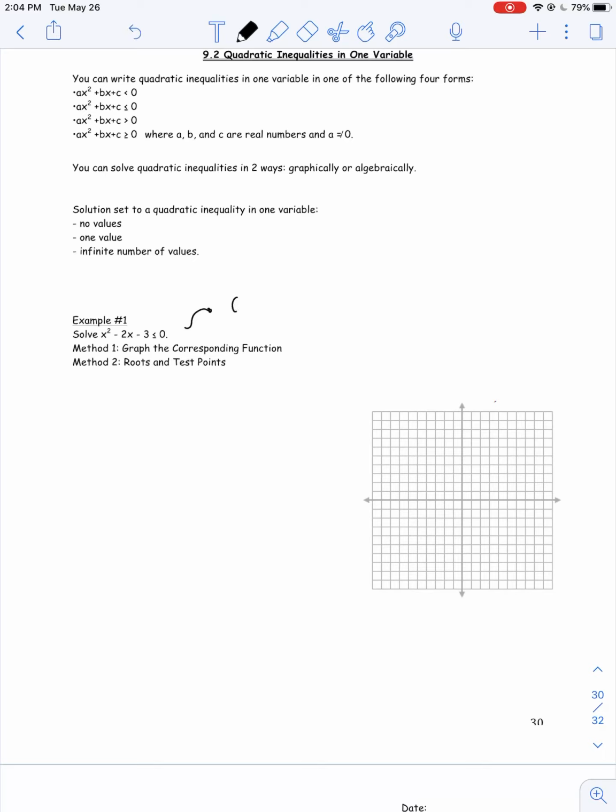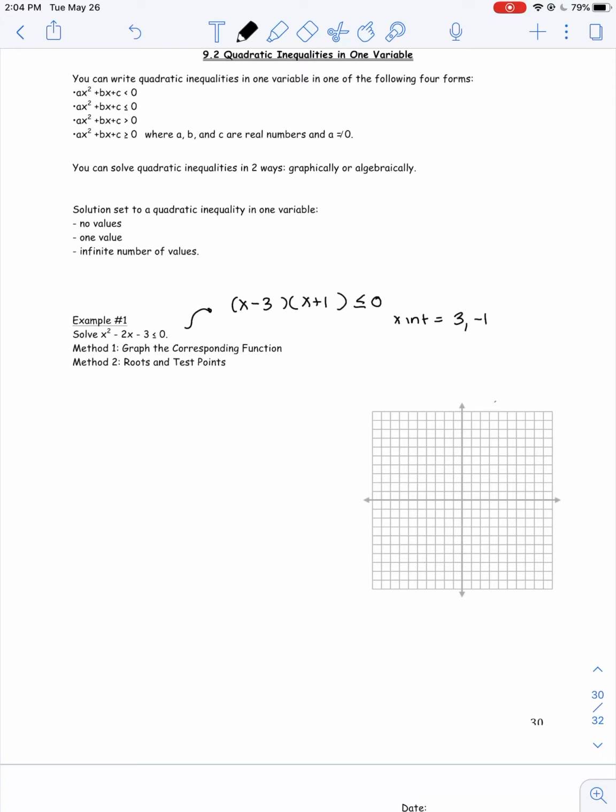Okay, so what you can always do to find your x-intercepts is factor it. So you have to find two numbers that multiply to -3 and add up to -2. So that would be x minus 3 and x plus 1 less than or equal to 0. I've just factored it, and that tells me that my roots, which are my x-intercepts, will occur at +3 and -1, because you make each factor equal to 0 and solve for the value of x.